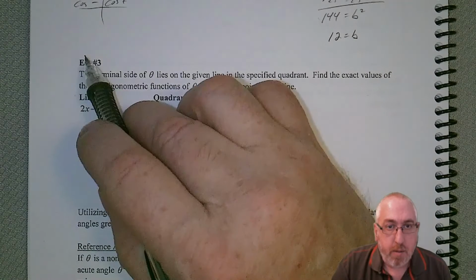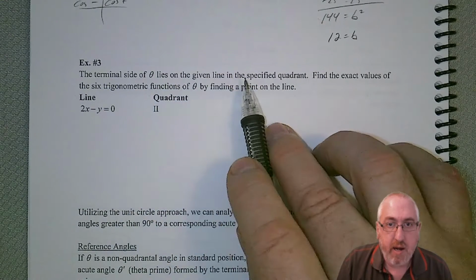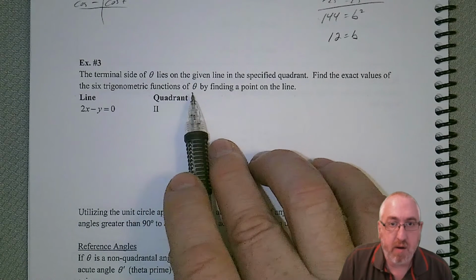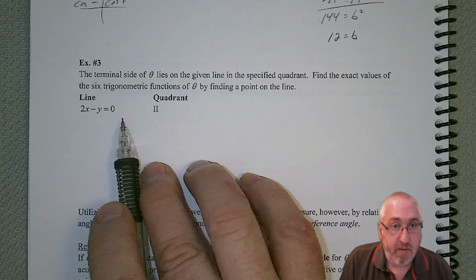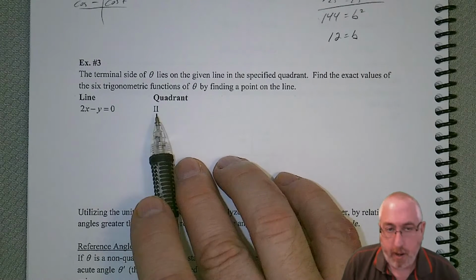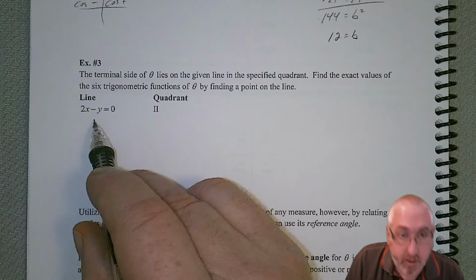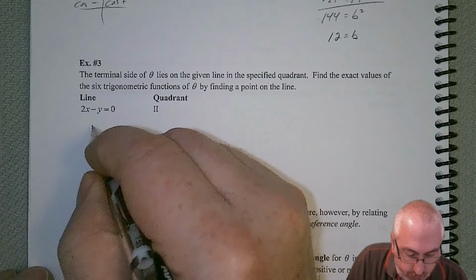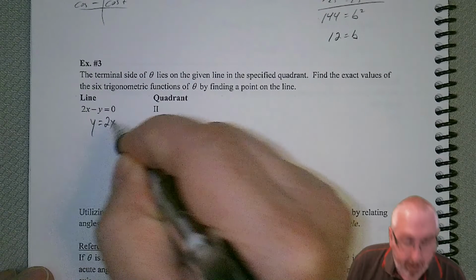So the terminal side of theta lies on the given line in the specified quadrant. Find the exact values of the 6 trigonometric functions of theta by finding a point on the line. So we have the line 2x minus y equals 0, and we're in quadrant 2 again. Now the one thing we should probably do is just rewrite this in the appropriate format. So if we solve this for y, we're going to get y equals 2x.